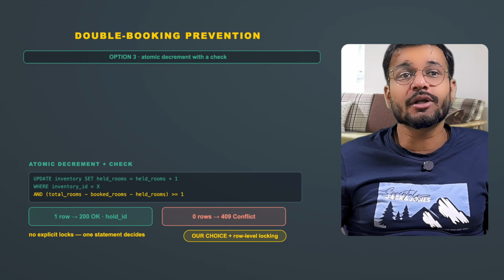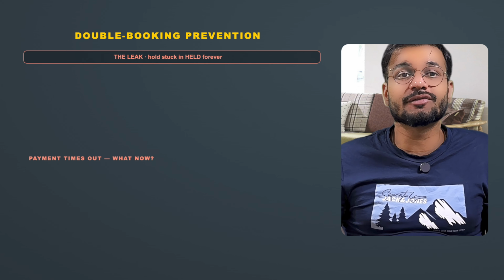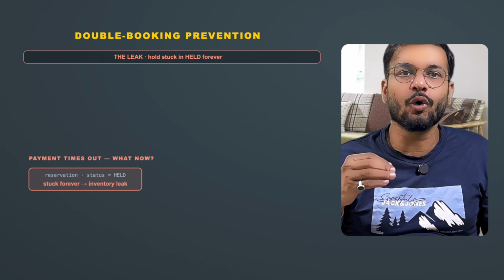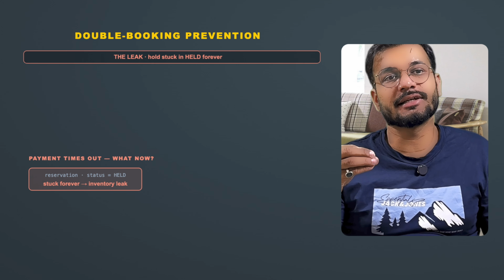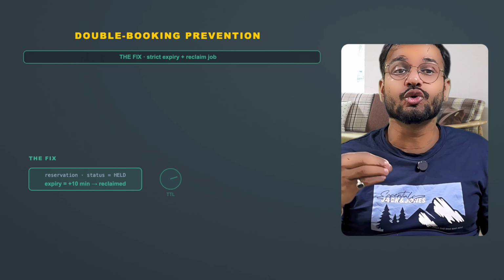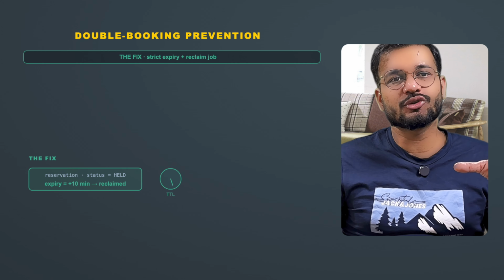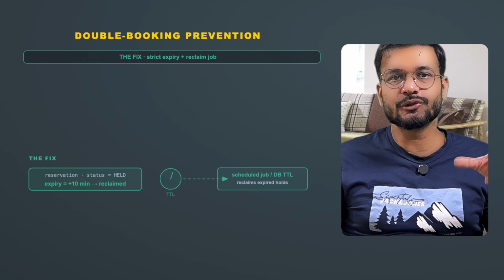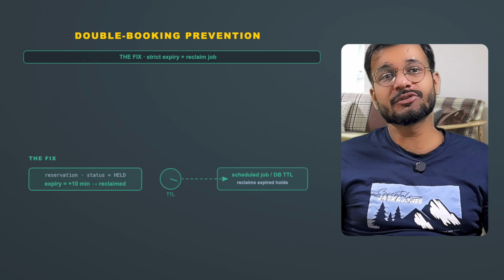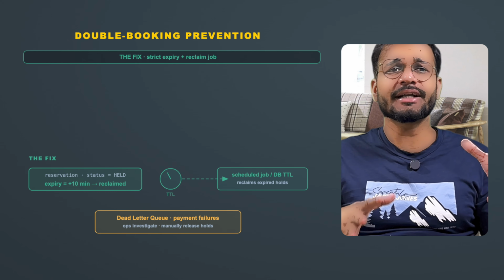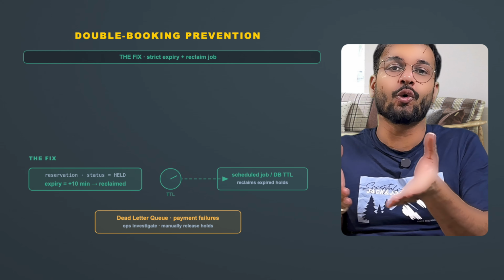But here's what a principal engineer would ask. What happens if the hold is created but the payment service times out? The hold is stuck in held state forever unless a background cleaner runs. And if that cleaner has a bug, you leak inventory. The fix is every hold has a strict expiry time stored in the database, and a separate scheduled job, or a database level TTL if you're using a different store, reclaims the expired holds. You also want a dead letter queue for payment failures so ops can investigate and manually release holds if needed.